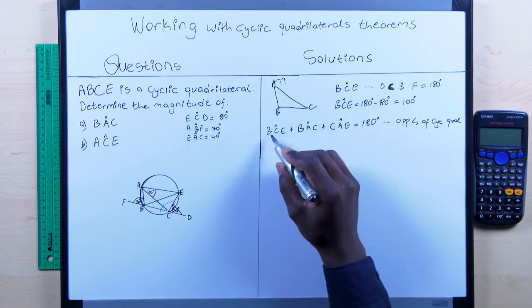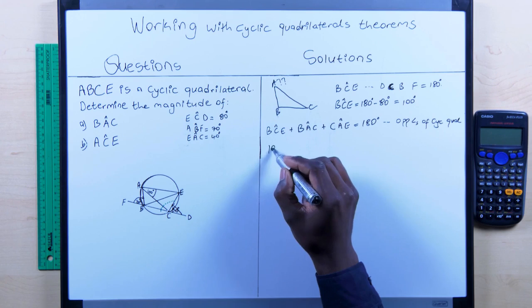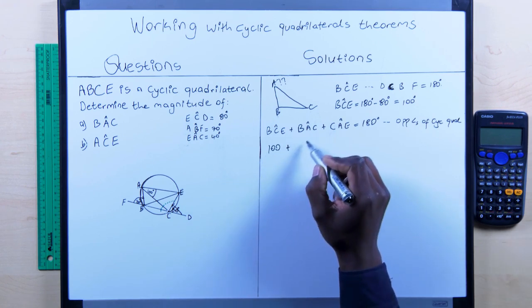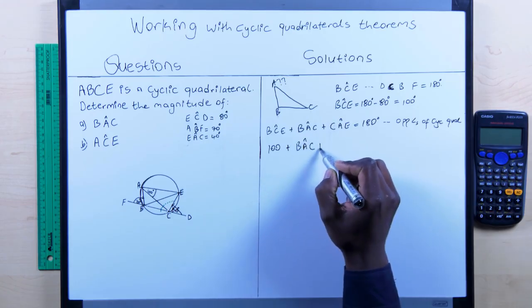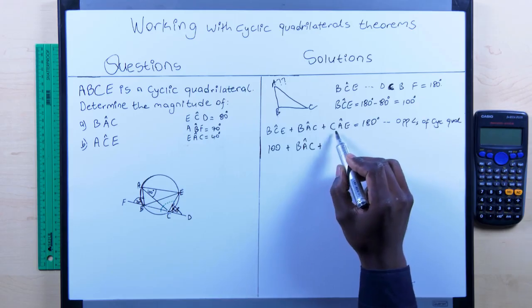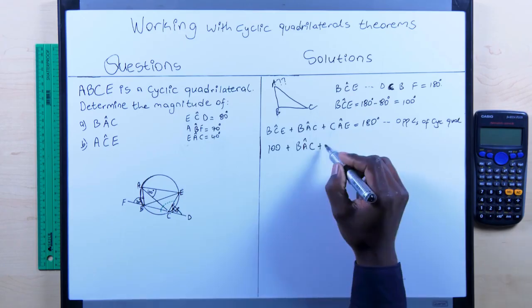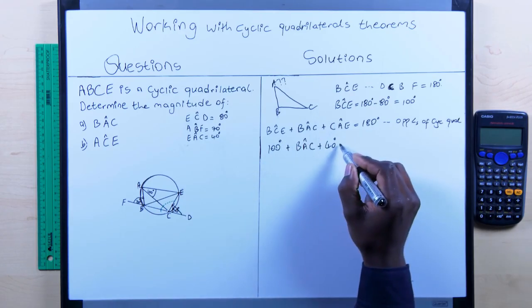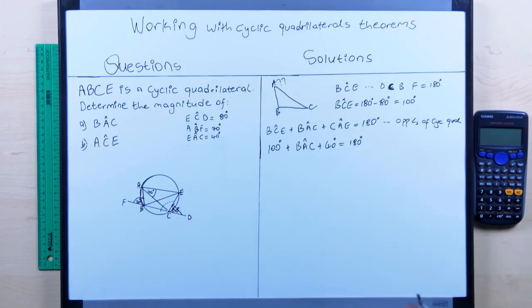With that being said, we have calculated this part. So this becomes 100 plus BAC, that's what we want, plus CAE, which is equal to 40 degrees. All of that should be equal to 180 degrees. Collect like terms.